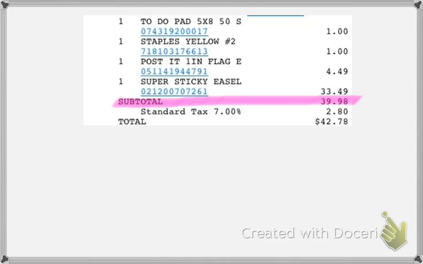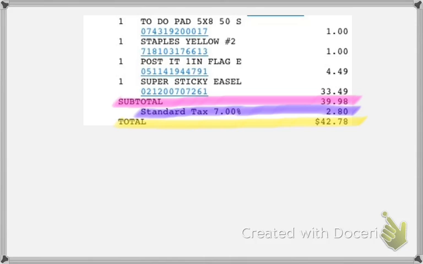Here again, the sales tax is 7%. So when I paid my standard sales tax, 7%, that came out to $2.80. So 7% of $39.98 is $2.80. Now my total, it says total there, the total is the amount that I had to pay out of pocket. And that total amount came out to be $42.78. So in total, I paid $42.78.